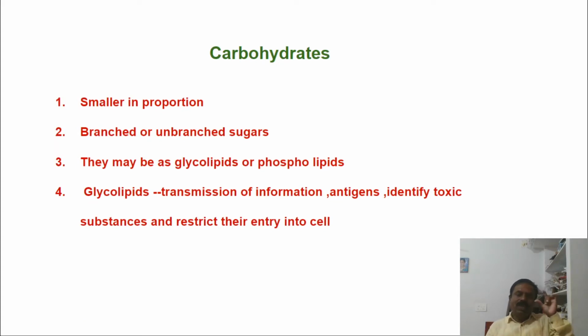Carbohydrates, when compared to the proteins and lipids, are very small in proportion. Just now we discussed that in the plasma membrane, three types of molecules are there: lipids, proteins, and carbohydrates. But these carbohydrates are very less in concentration when compared to the other two molecules. Carbohydrates are sugars. Some sugars are in branched form and some sugars are in unbranched, linear form.